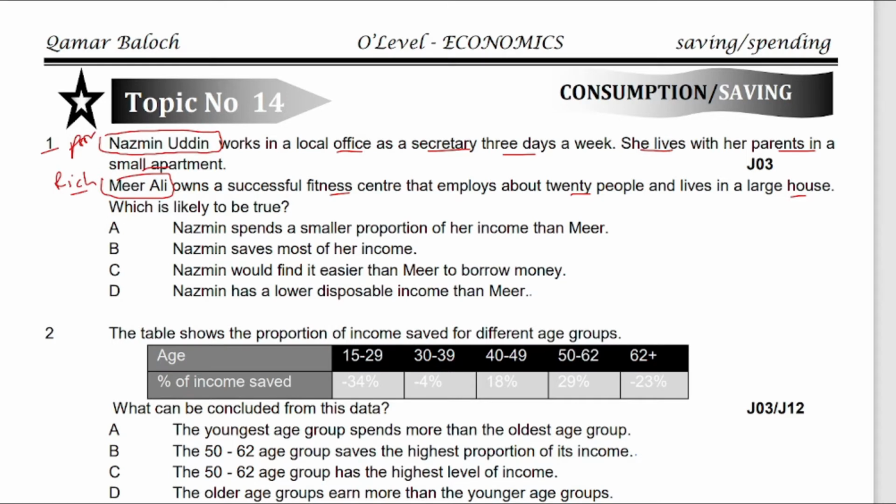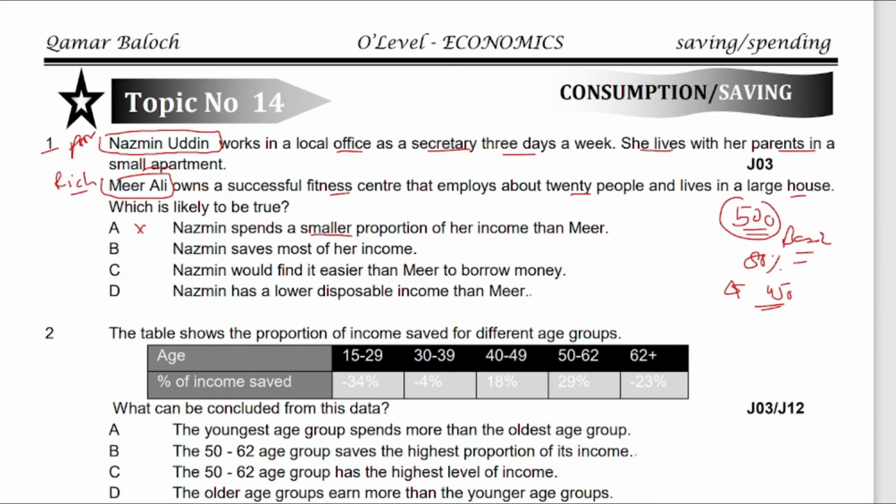Nazmeen spends a smaller proportion of her income than Mir. So this is wrong. The reason is Nazmeen would spend a larger proportion of her income than Mir, because Nazmeen would have lesser income. For example, she earns, let's suppose, $500 a month, then most of her income will be spent on basic necessities of life. Like 80% of her income may be spent on basic necessities of life. So she would be spending a large proportion of her income as compared to Mir. Suppose Nazmeen is spending, let's say, $450 per month. So $450 per month out of 500 is a very high proportion.